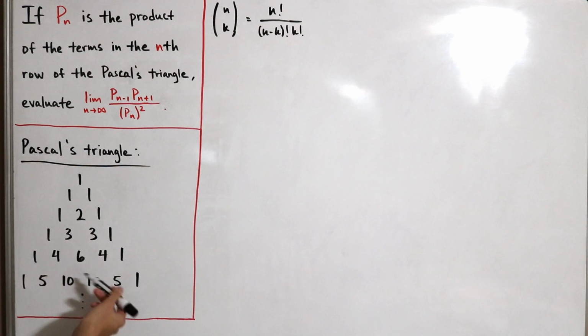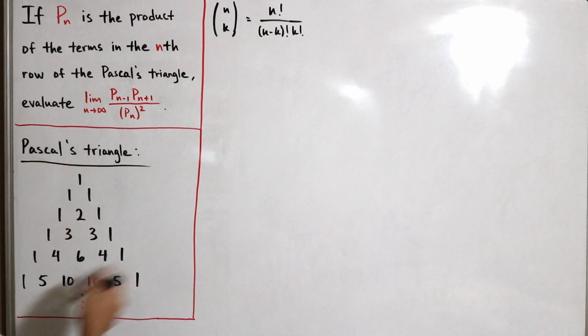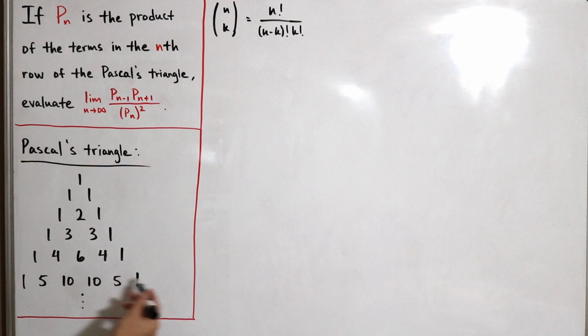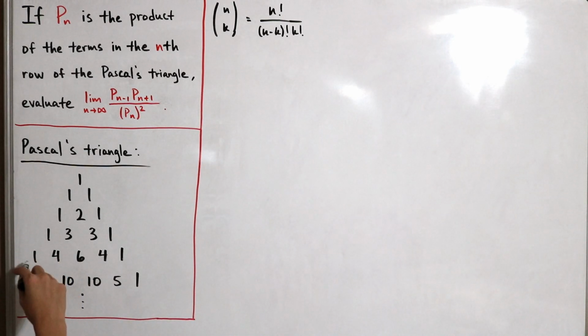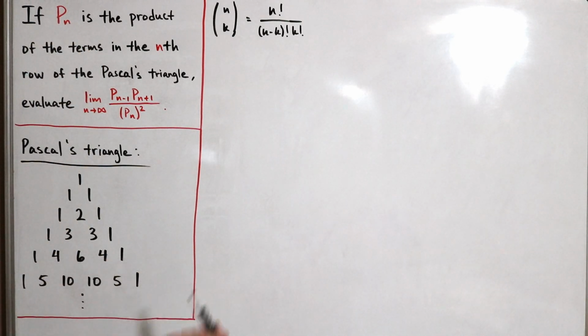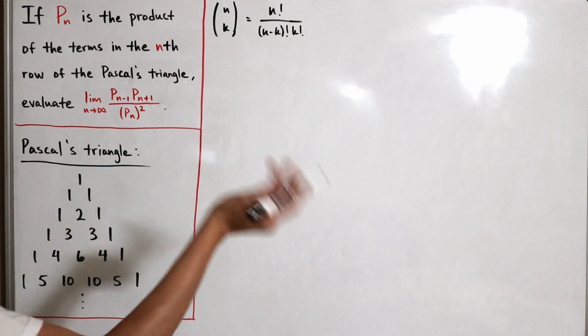any product from the nth row, we want to calculate that product of the row. So for example, n is equal to 4. P sub 4 would be 1 times 4 times 6 times 4 times 1. And obviously that's equal to 16 times 6, that's 96. So that's basically the way we want to do it.